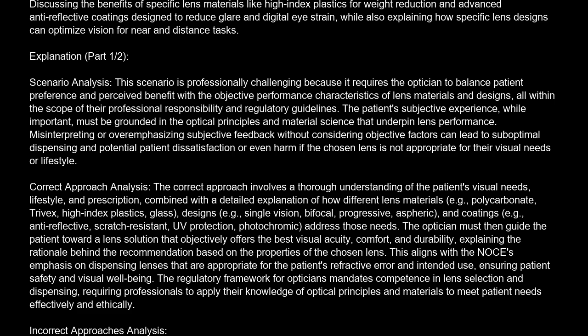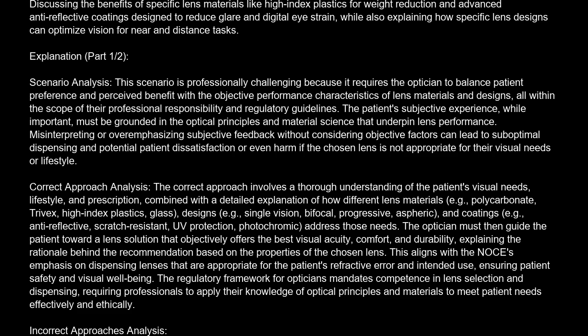Explanation. Scenario analysis. This scenario is professionally challenging because it requires the optician to balance patient preference and perceived benefit with the objective performance characteristics of lens materials and designs, all within the scope of their professional responsibility and regulatory guidelines. The patient's subjective experience, while important, must be grounded in the optical principles and material science that underpin lens performance. Misinterpreting or overemphasizing subjective feedback without considering objective factors can lead to suboptimal dispensing and potential patient dissatisfaction, or even harm if the chosen lens is not appropriate for their visual needs or lifestyle.